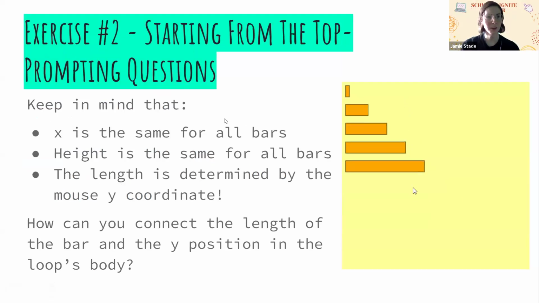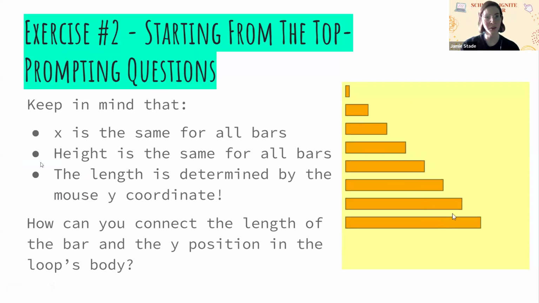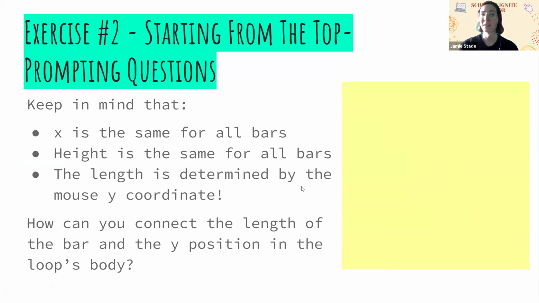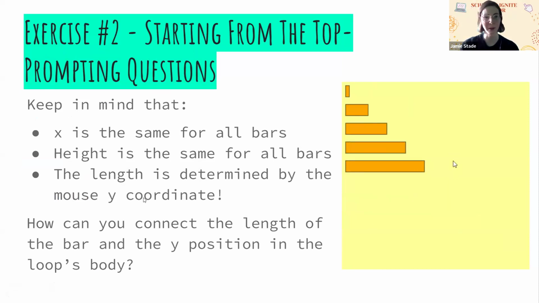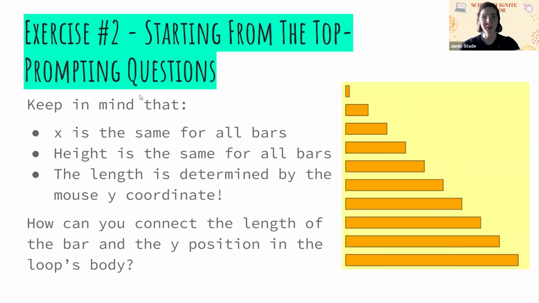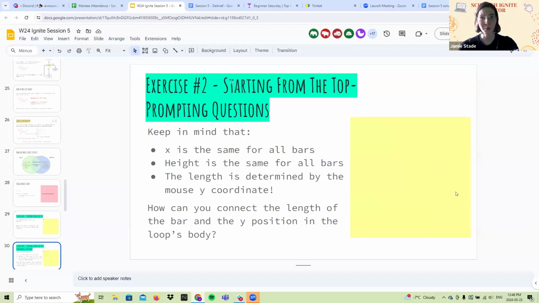All right, a few things to keep in mind. X is going to be the same for all these bars. Height is going to be the same for all these bars. The length is determined by your Y coordinate, and however many bars you create is also determined by the Y coordinate. So you can start breakout rooms, and figure out how to combine all these things together with a while loop.